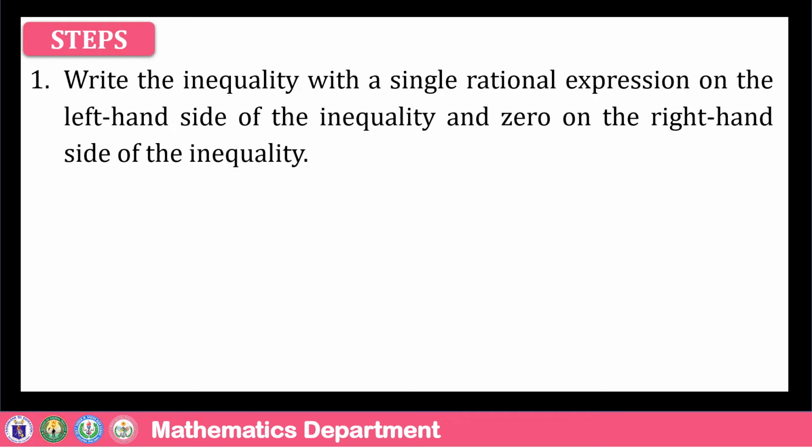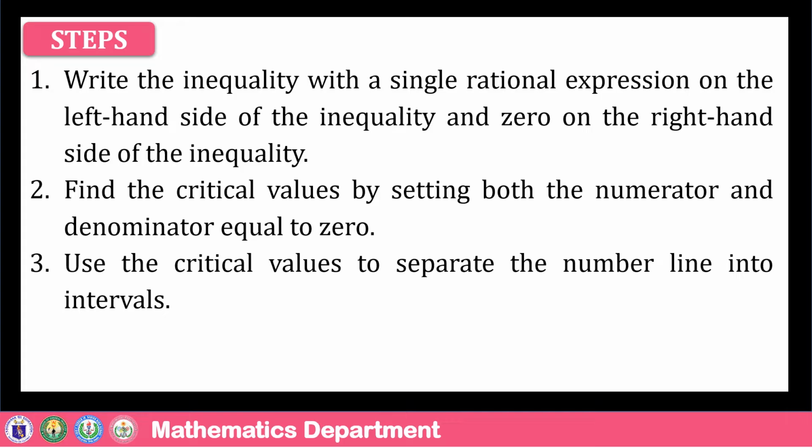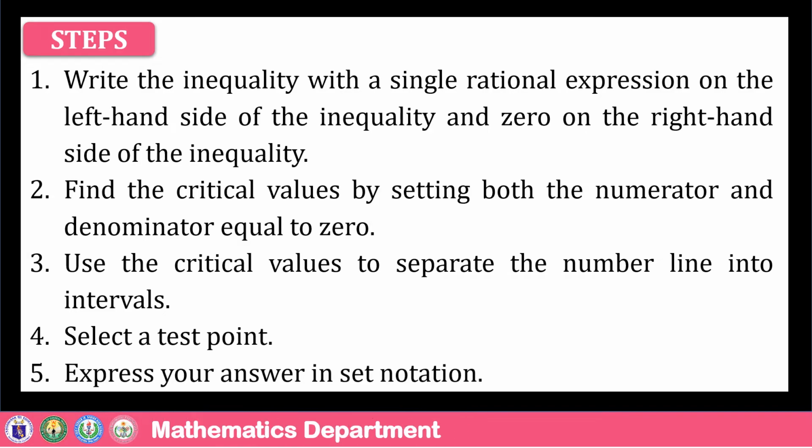1. Write the inequality with a single rational expression in the left-hand side of the inequality and 0 on the right-hand side of the inequality. Second, we find the critical values by setting both the numerator and the denominator to be equal to 0. Third, we use the critical values obtained in step number 2 to separate the number line into intervals. Fourth, we select a test point and we substitute this test point to our inequality in order to check if it satisfies the inequality or not. And fifth, we express our answer in set notation.